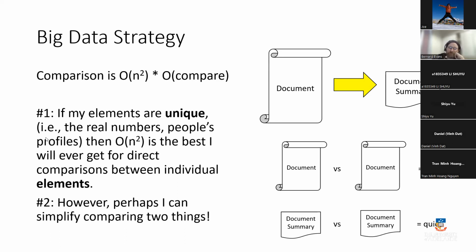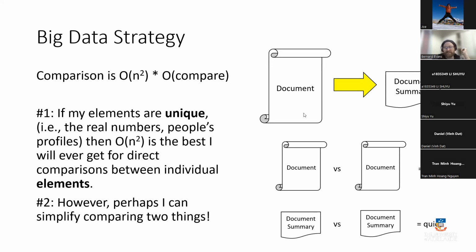So if my elements are unique, right? The real numbers, people's profiles, whatever, then O(n squared) is the best I will ever get for a direct comparison between each individual element, right? Yeah, so this is sort of like the fundamental rule.